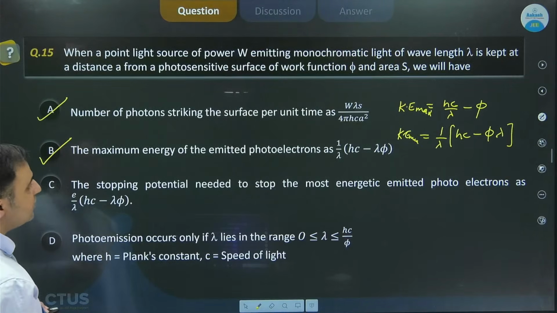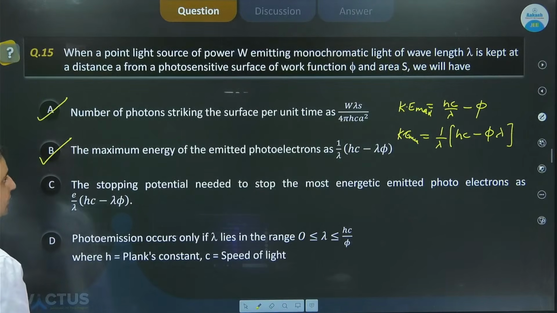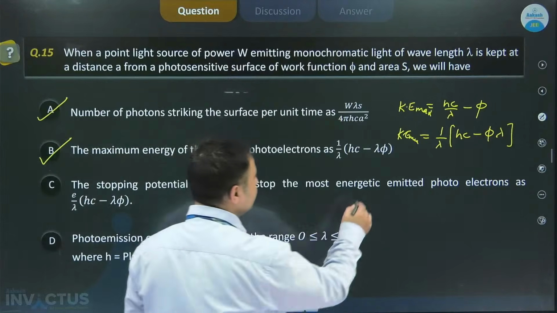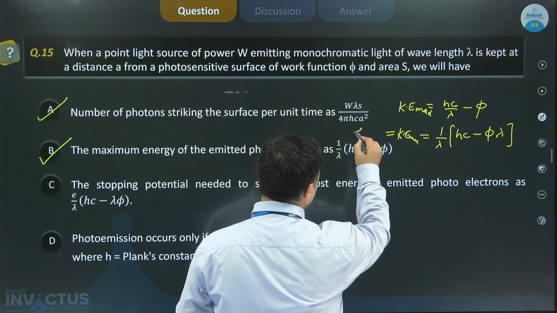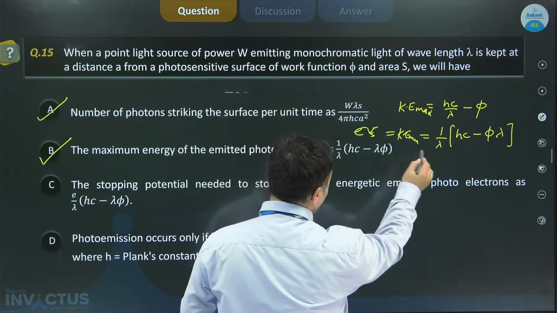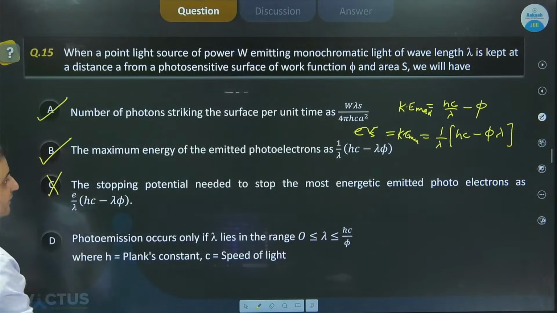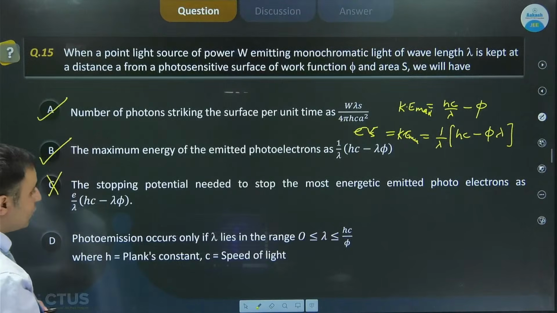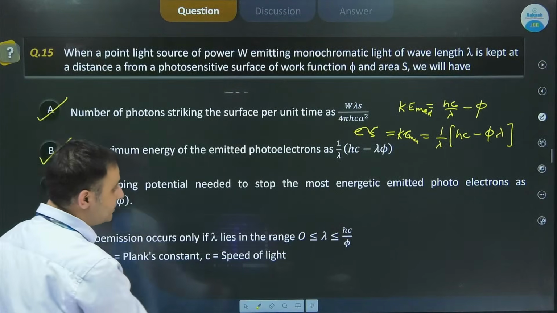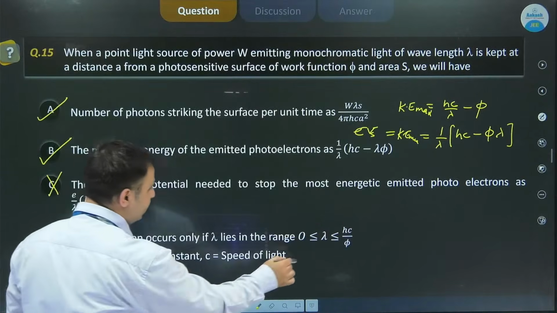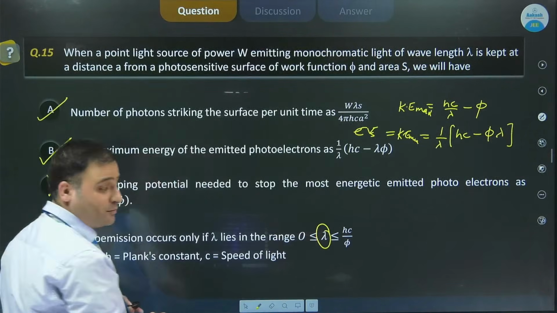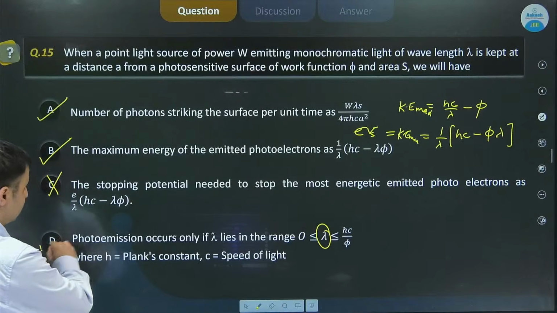The stopping potential needed to stop the most energetic emitted photoelectron is this. So we know that maximum kinetic energy is equal to E times the stopping potential, so divided by E. So this is not matching. So this is incorrect. Photo emission occurs only if lambda lies in this range. Of course, our wavelength should be less than the threshold wavelength. So this option is also correct.